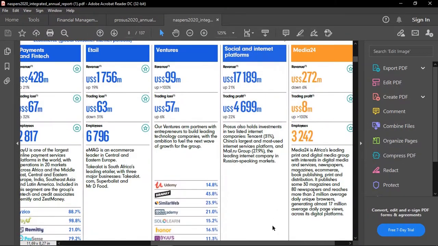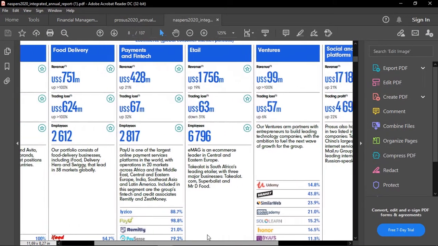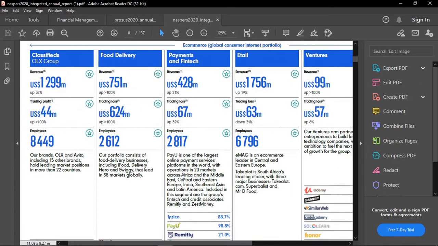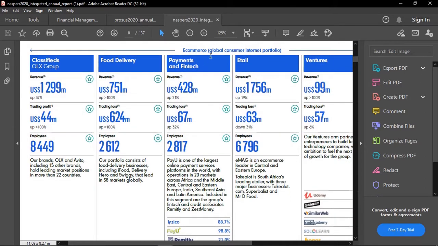You can see here, just in terms of the different business, let's say, areas, you can see with the e-commerce global consumer internet portfolio, obviously there's lots of different subsidiaries. Okay, so in other words, smaller companies under each of these. But you can see here revenue, trading profit, and employees. Okay, they're reporting on information that's important for users to make decisions.